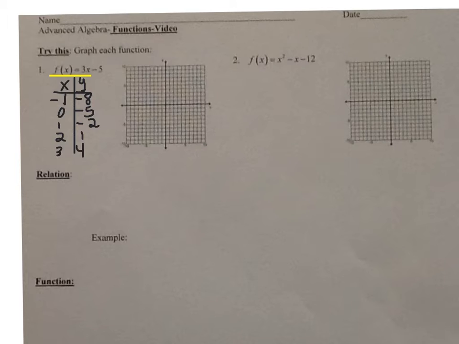All right, so I have -1, -8. Sorry, the graph is tiny. 0, -5. 1, -2. 2, 1. And 3, 4. And then connect those dots. Okay, and let's graph the second one.